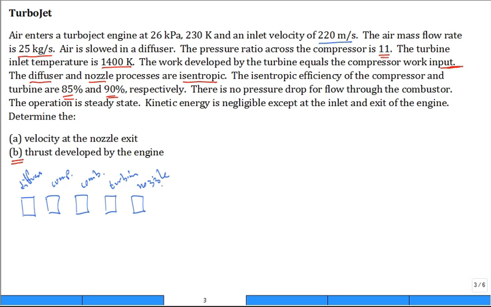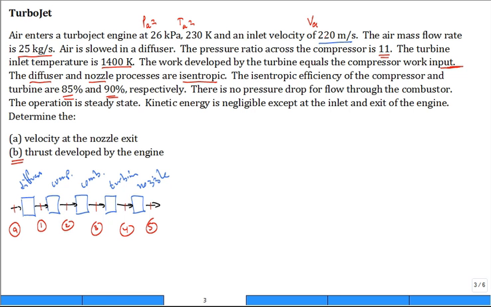Sometimes that diffuser is optional. A lot of times you like to start with state 1 here, and then 2, then 3, then 4, and then 5, and being consistent with the book, label that state A, not state 0, not state 1, but state A. So we are given the information at A: the pressure at A is 26 kilopascal, the temperature at A is 230 Kelvin, and the speed at A is 220 meters per second.